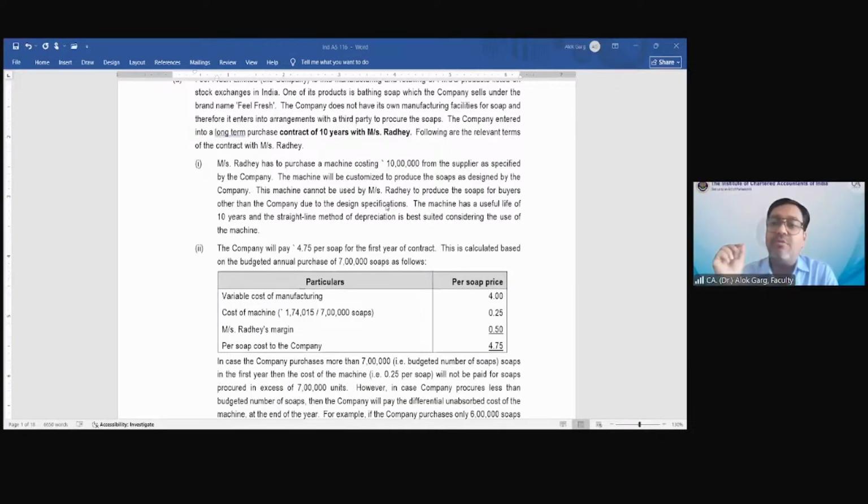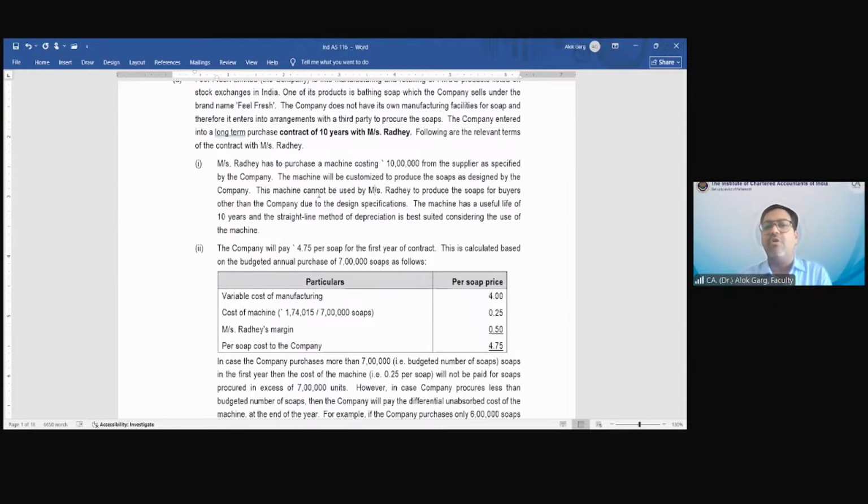So Radhe has to purchase a machine costing rupees 10 lakh, as specified by the company. Who has specified which machinery Radhe has to buy? This company, Feel Fresh, who is giving an order to manufacture soap. The machine will be customized to produce the soaps as designed by the company, and this machine will provide the output which is in line with the requirement of this company.